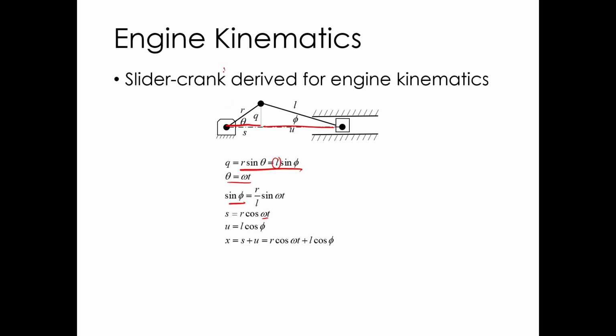X, our piston position, which I didn't show in the diagram, probably should have. That's our piston position. That's the sum of S and U. So we just sum these two equations, right? And then we don't care about S and U anymore.